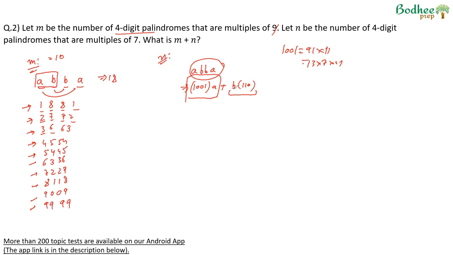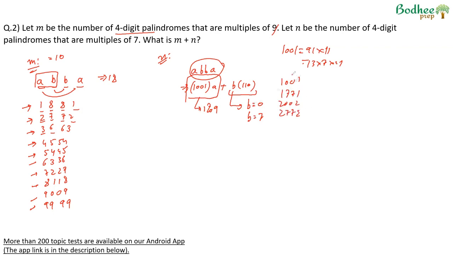110 is not divisible by 7, so there are two possibilities. Either we put B as 0 or B as 7. So this part will become divisible by 7. And for each case, A could take any value from 1 to 9. For example, 1001, 1771, 2002, 2772, and so on.